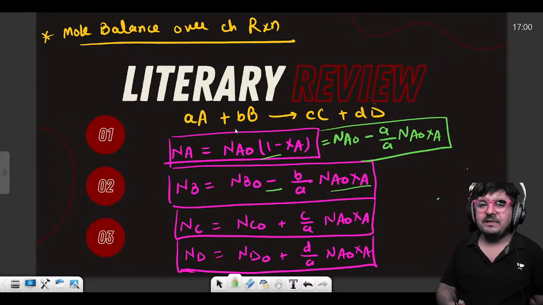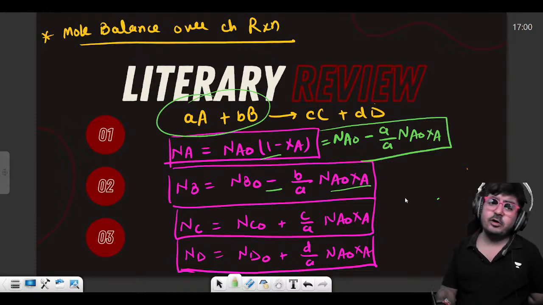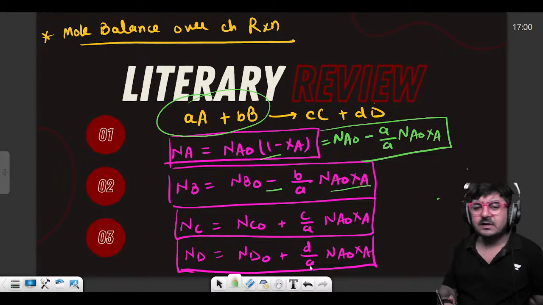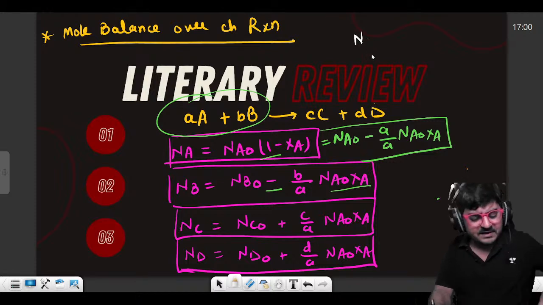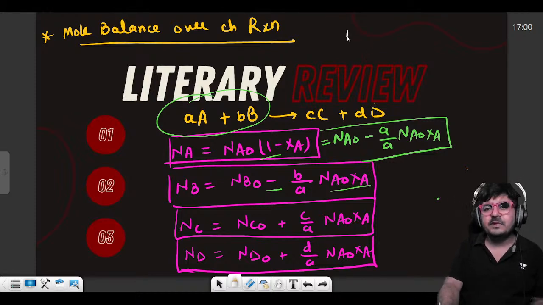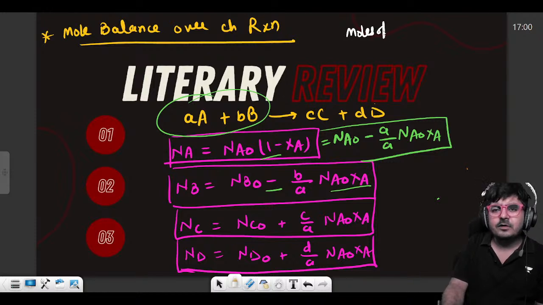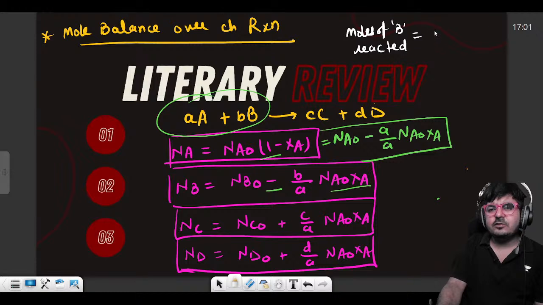Simple. अब यहाँ पे अगर आपसे पूछा जाए A और B, since you can see both are the reactants, so what will be the relation in their conversion? That also you guys know that moles of B reacted, यहाँ पे ये मोल बैलेंस से आपको याद रखना होगा, एक रिलेशन आता है, moles of B reacted is equal to B upon A times of moles of A reacted.